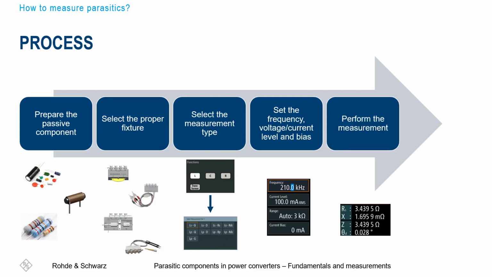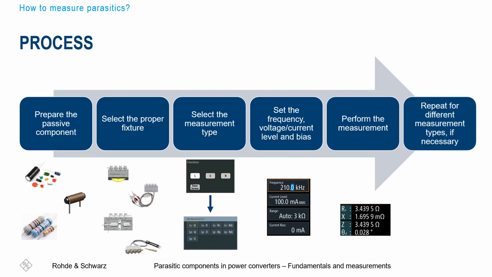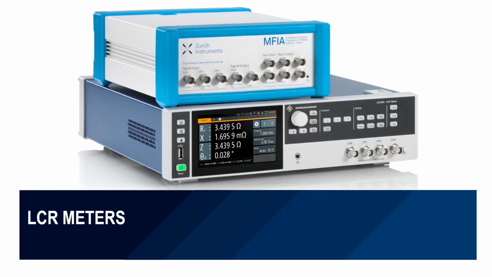And then we perform the measurement. Once the measurement mode, frequency, and fixtures have been set, the measurement is performed, and we follow the instructions of the LCR meter to obtain its result. Finally, we repeat this process for different measurement types if necessary. For example, if I already measured the parasitic capacitance, I then change it for the parasitic inductance.